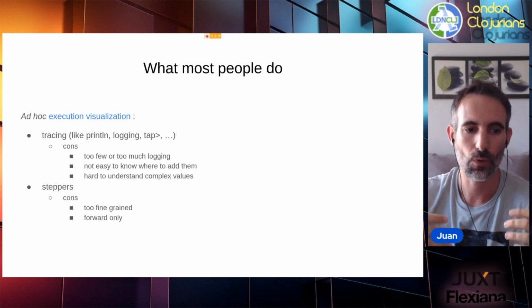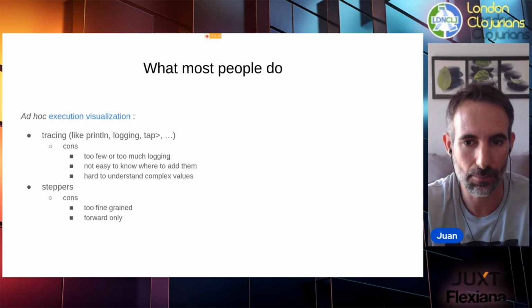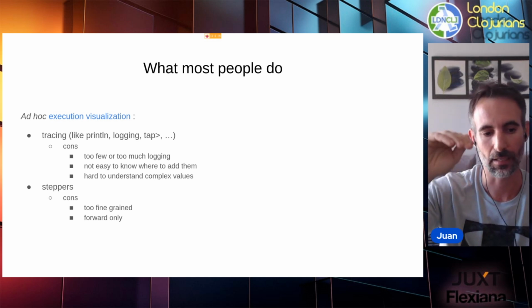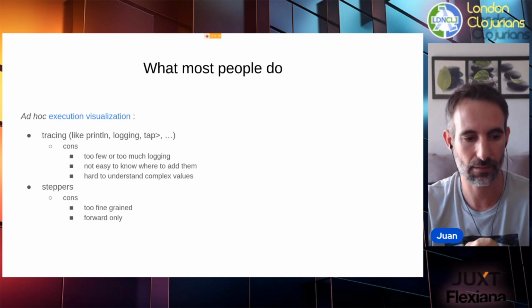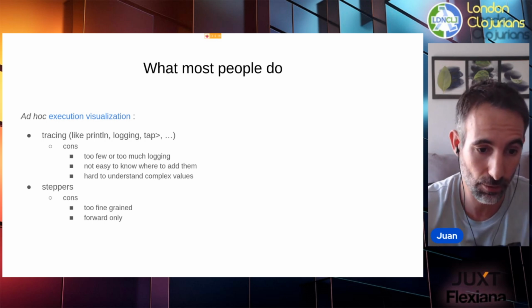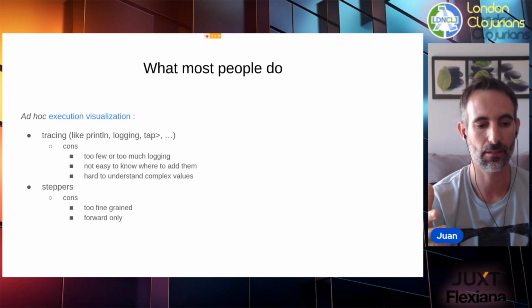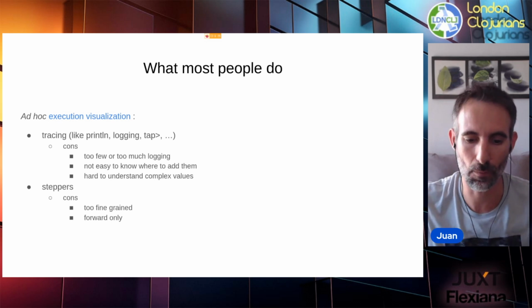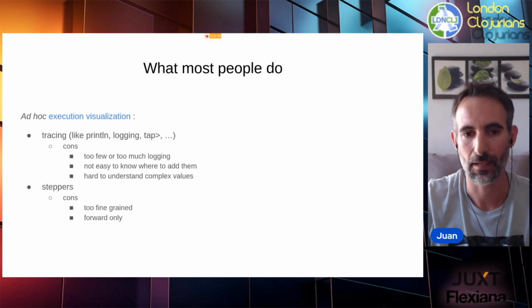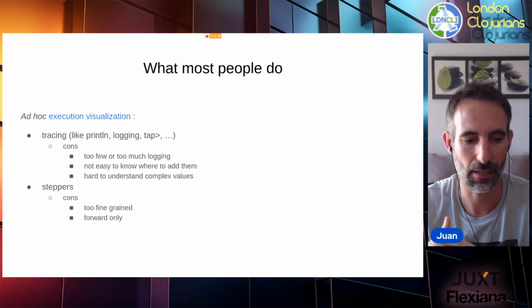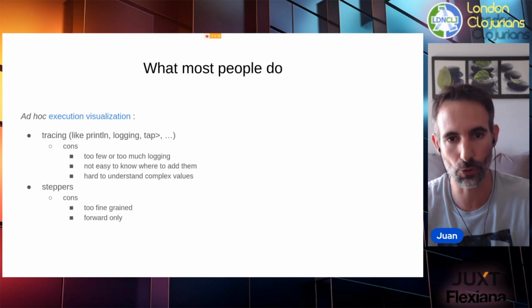And on the other side, another way of visualizing executions is steppers. Most languages have these steppers, which are debuggers that allow you to put a breakpoint and then step over an execution. I think that these are amazing tools, but they are too fine-grained. If you want to use them to try to understand how a compiler compiles something, then single stepping is very annoying, and also most steppers work forward only.